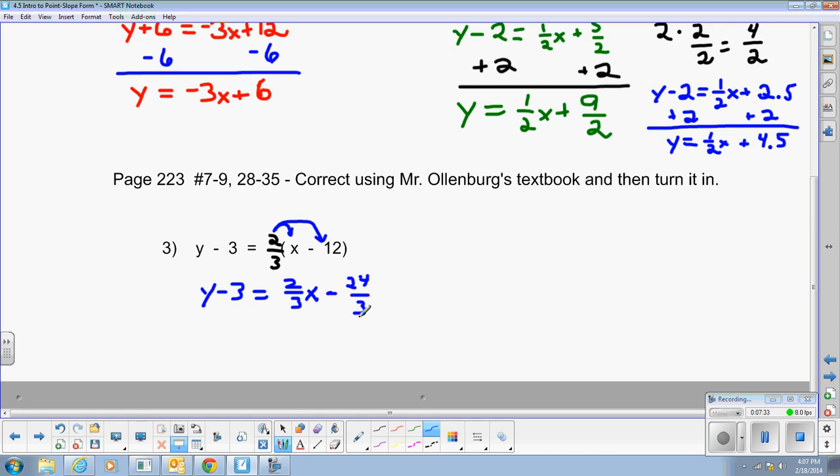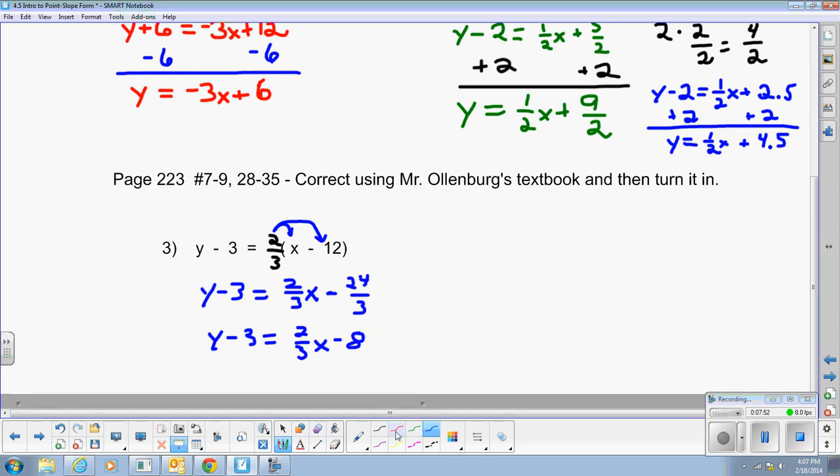This one is not like the last fraction I did where I couldn't change it. 24 divided by 3 is 8. So I'm just going to rewrite that, and that fraction will go away. It's going to help me make the rest of my work easier. So I have 2/3 x, and it will be minus 8. And now I can get y by itself.